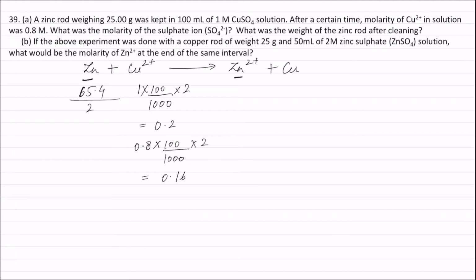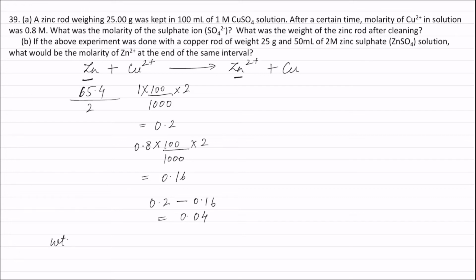Now the equivalents of zinc that changed from zinc to Zn2+ ions is the same as the equivalents of copper that changed from Cu2+ ions to copper. The equivalents of copper that changed will be equal to the equivalents of copper ions present initially in the solution, that is 0.2 equivalents, minus the equivalents of copper ions present after the reaction, that is 0.16 equivalents, and this is equal to 0.04 equivalents. Therefore, the equivalents of zinc that changed into Zn2+ ions is 0.04 equivalents.